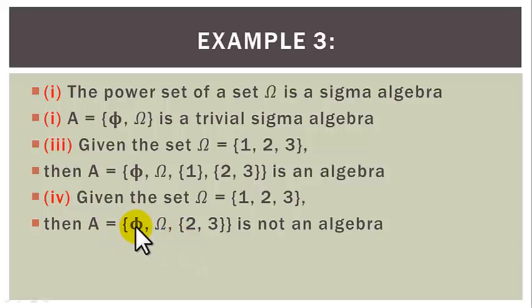The complement of empty set is omega, which is there in A. The complement of omega is empty set, which is there in A. The complement of this set is the set containing 1, and that set is not there. Hence, the set A is not an algebra.